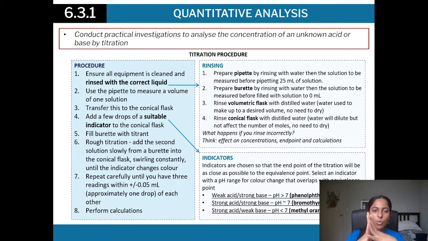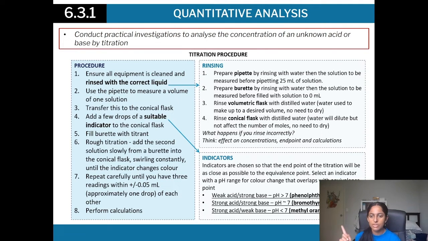So once you've cleaned and rinsed all your equipment correctly, use your pipette to take up, let's say, 25 mL of hydrochloric acid, if it's a titration between HCl and NaOH. We're finding the number of moles or concentration of HCl. So once you've pipetted your HCl, you put that into the conical flask, and then you add a suitable indicator.